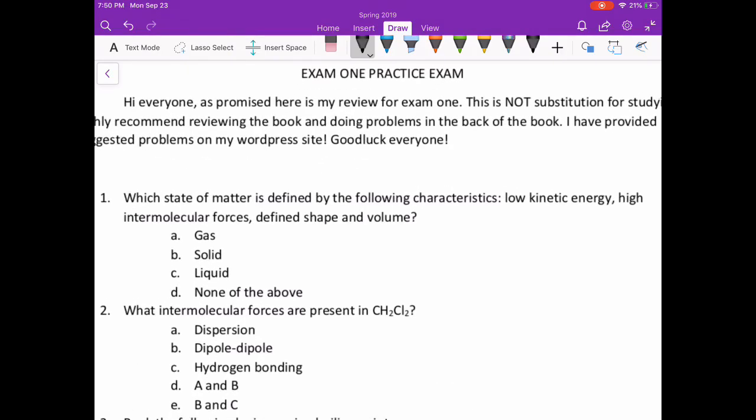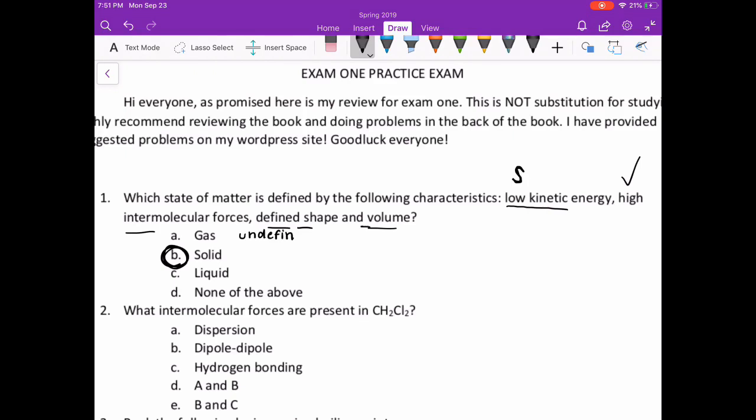So for number 1, I'm looking at low kinetic energy, high intermolecular forces, and a defined shape and volume. I know a gas, so you want to underline those terms that really stand out to you. When you write it out, a solid is going to have low kinetic energy and high intermolecular forces, because they're going to have low energy that's forcing them together and high intermolecular forces that are keeping them from vaporizing, right? So a gas is going to have low intermolecular forces but high energy, and that high energy allows it to break through those intermolecular forces, right?